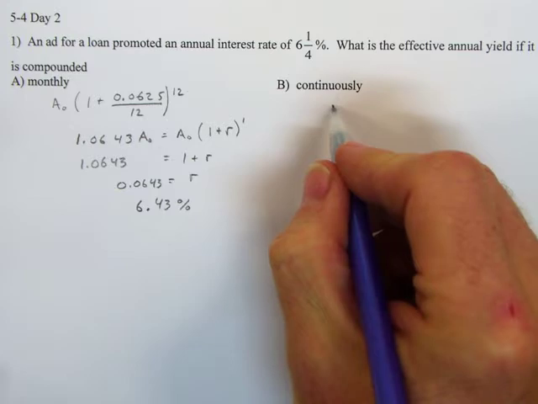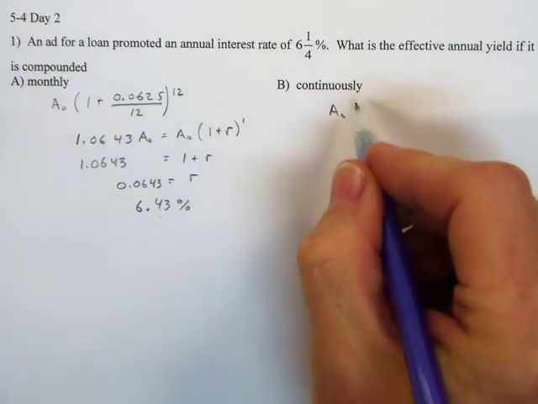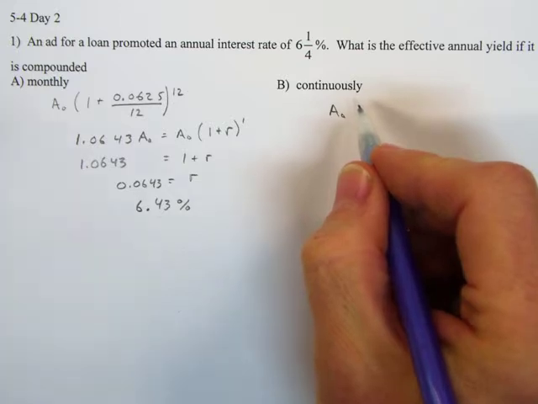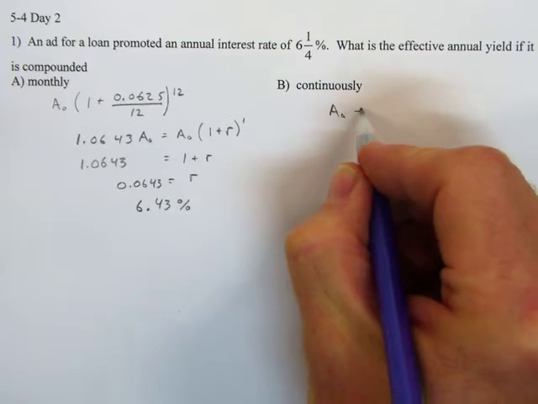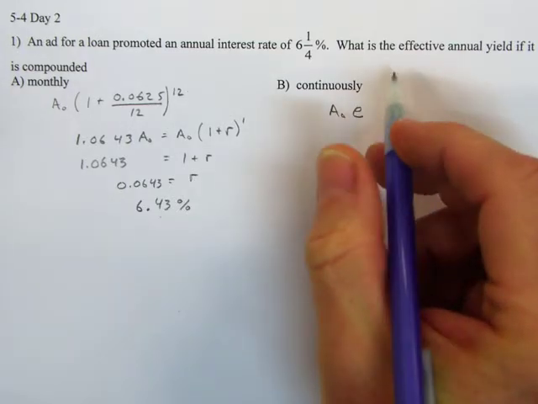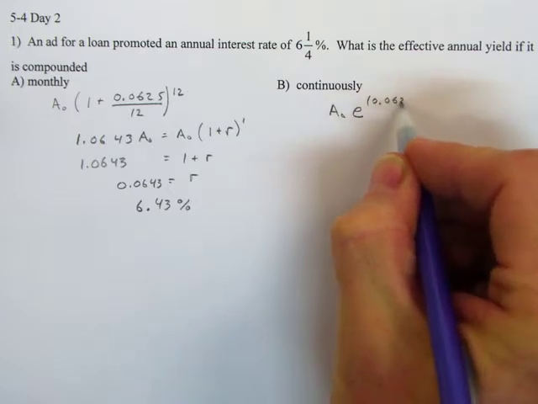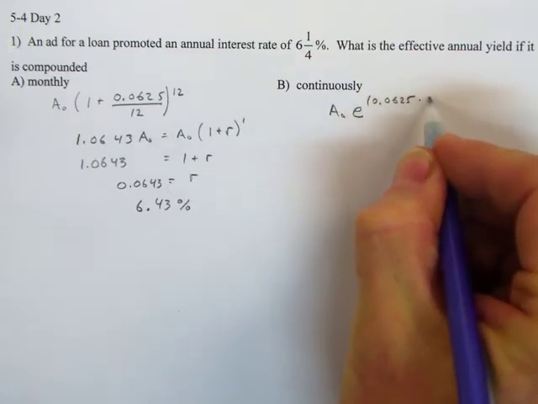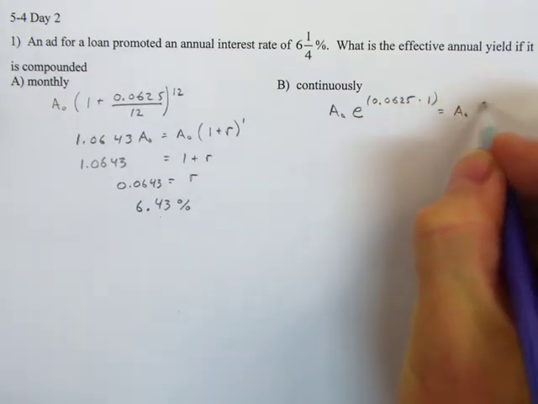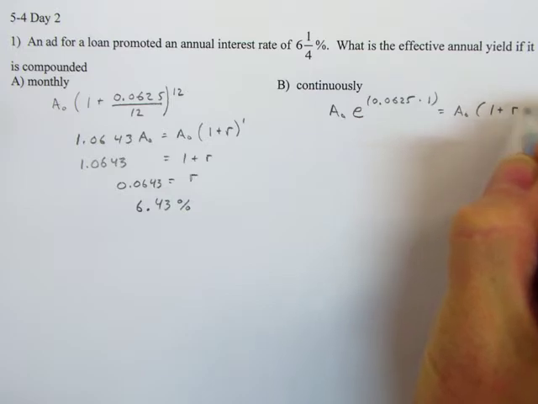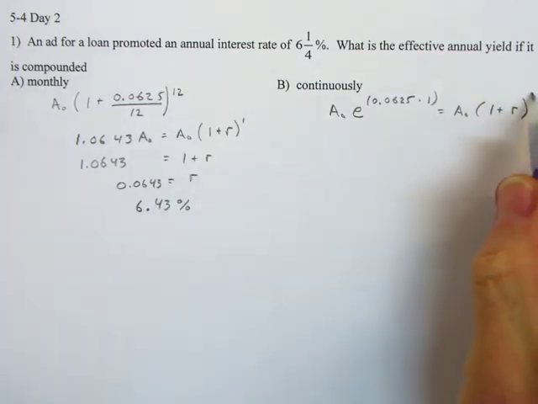If it's continuously, we have a very similar situation, except remember, as soon as you see continuously, what should come to your mind is we're doing it all the time. It's infinite. It takes us to e. So this is e to the rt, and our r value, our rate, is 0.0625, and our t value is just 1, because we're talking about 1 year. And we're going to set that equal to a sub 0 times 1 plus r, and that would be to the first power.